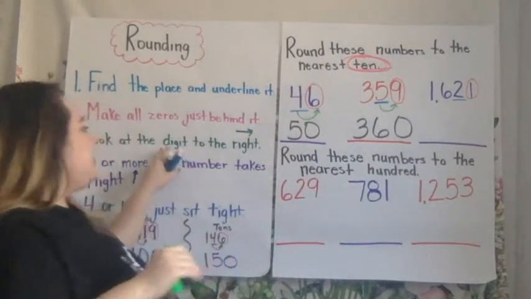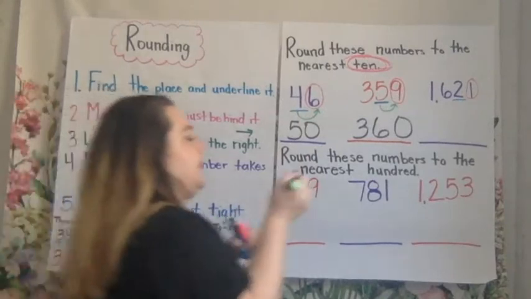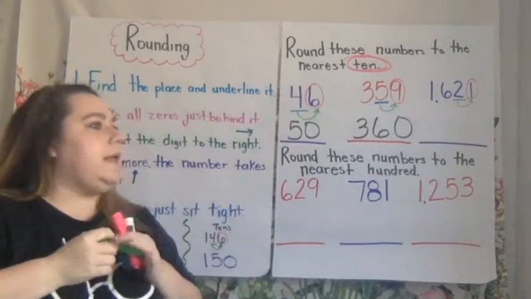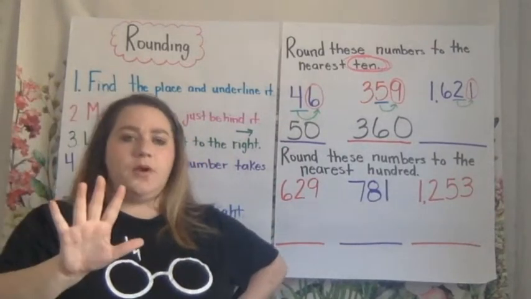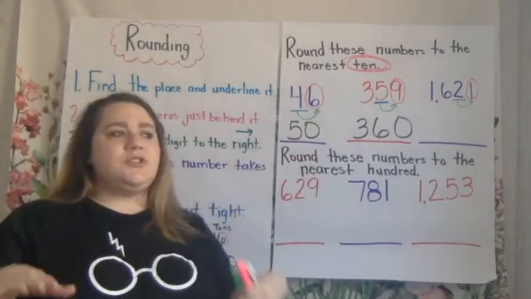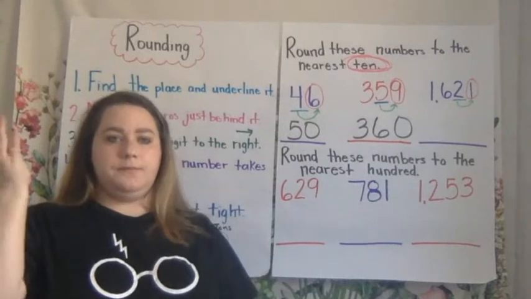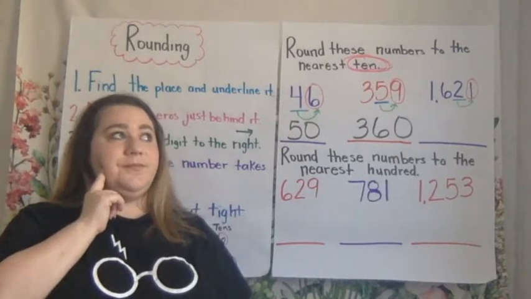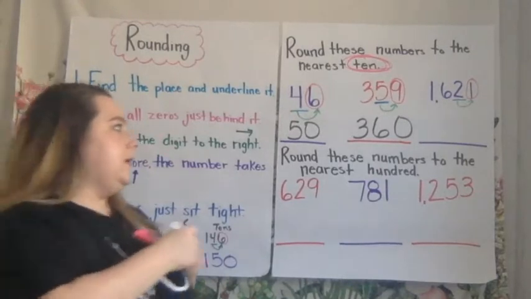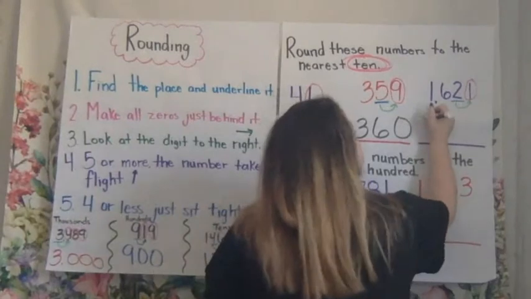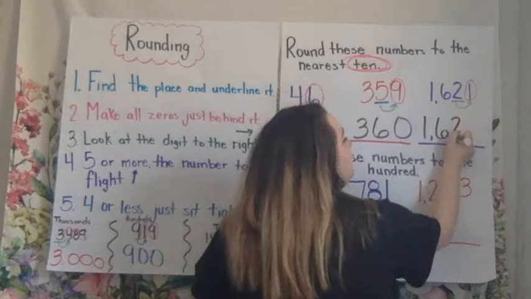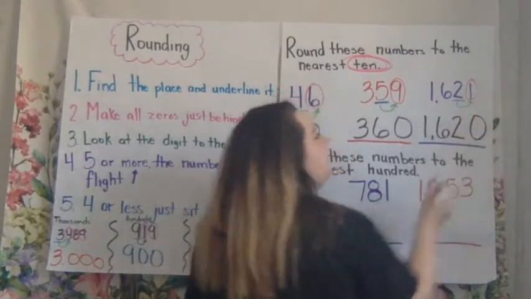Step 3, I'm looking to the digit to the right. So I'm looking right next door. Next door to that 2 is a 1. You know 5 or more, the number takes flight. 4 or less, it sits tight. So tell me, is that 2 going to sit tight or take flight? Yeah, it's going to sit tight because the number 1 is less than 4. So I write all of my numbers the same way. 1, 6, and my 2 is staying the same, and I bring down my 0.